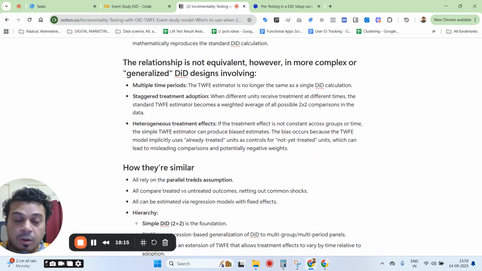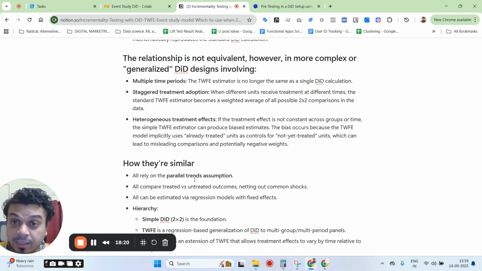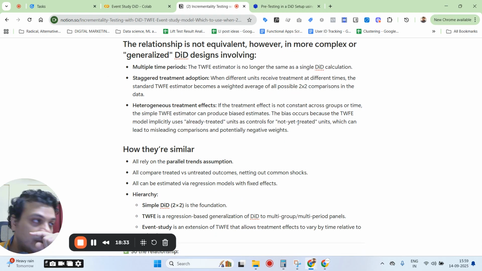But there are certain situations when this does not work. This equivalence becomes more complex, because there can be multiple time periods where the TWFE estimator is no longer the same as a single DID calculation. But again, in principle, it remains the same. Where it becomes a bit more complicated is when there is staggered treatment adoption, right? Different units may start getting treatment at different time periods. So that's when it also becomes a little more complicated. There may also be heterogeneous treatment effects, right? Where the treatment is actually not constant.